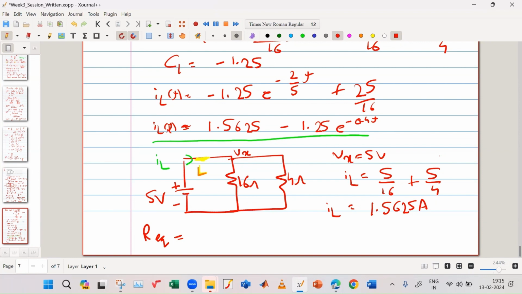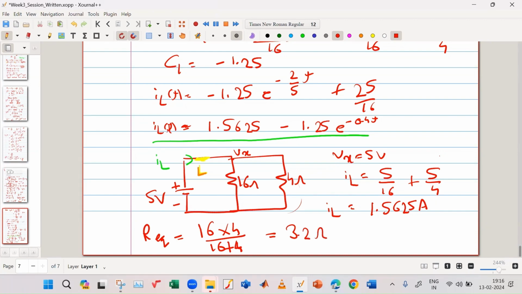1/16 plus 1/4, then you also do reciprocal of that, right? Like R1 R2 by R1 plus R2. This formula I've used. So this will be 16 into 4 by 16 plus 4, which is 64/20. So that will be 64 by 20, which is 3.2. So that is 3.2 ohm.